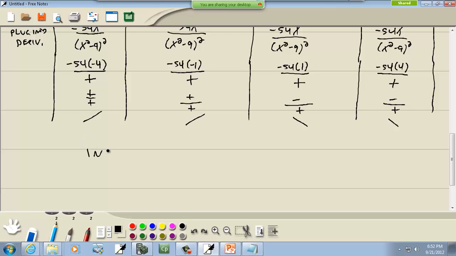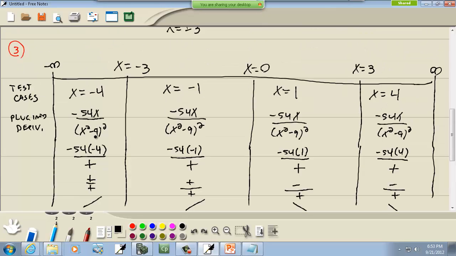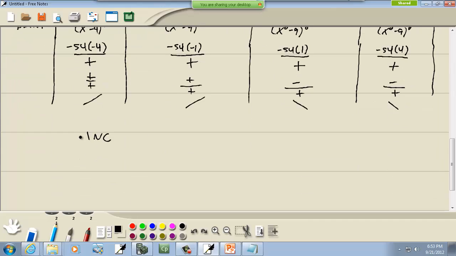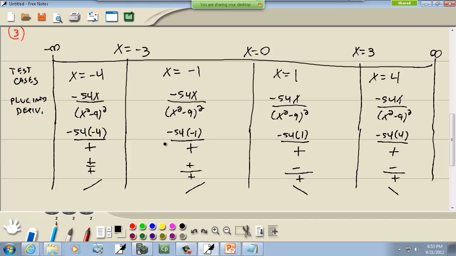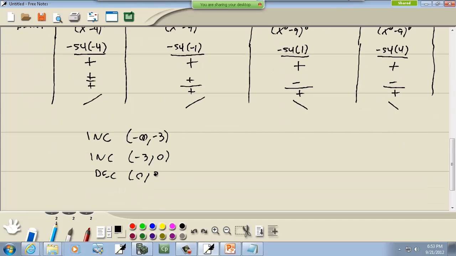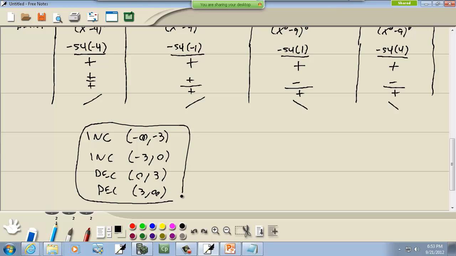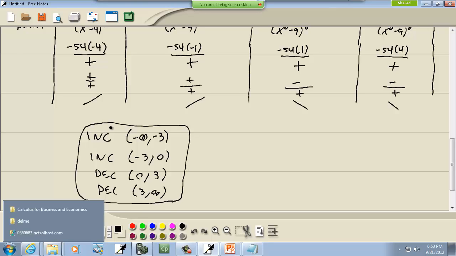So this here is increasing from negative infinity to negative 3. And then it's increasing from negative 3 to 0. And then it's decreasing from 0 to positive 3. And then it's decreasing from 3 to positive infinity. What weird results. Let's go look at the graph, see if we can understand what in the world's going on with that.